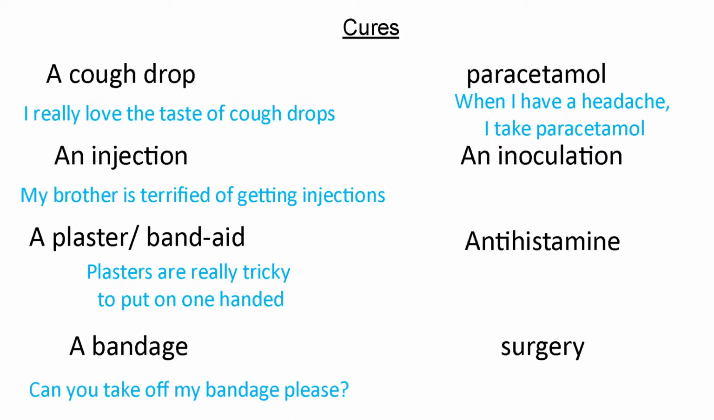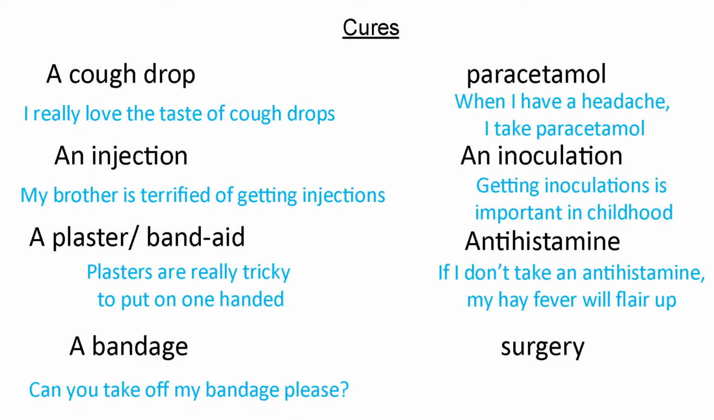So an inoculation. This is similar to a vaccination. This is when you're given a little bit of the disease in order that your body can learn to fight against it. So an inoculation. Getting inoculations is important in childhood. So getting vaccinations is important in childhood. So this is a good use of this word.